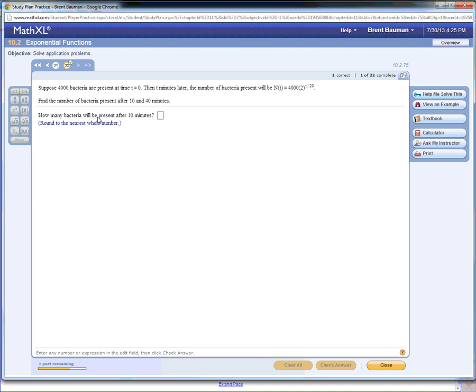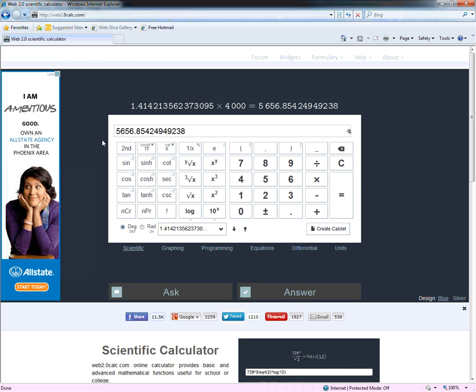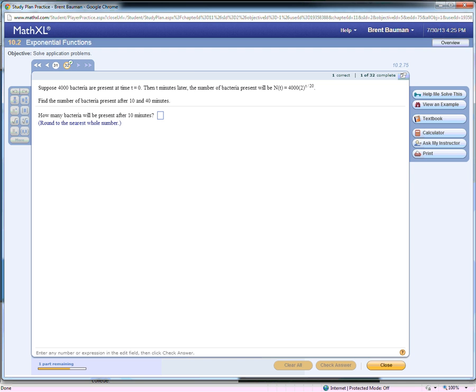How many bacteria will be present after 10 minutes? Okay, round to the nearest whole number. So we want to make sure we round to the nearest whole number. So the 8 is going to round us up to 5,657. Let's check our answer. Fantastic.